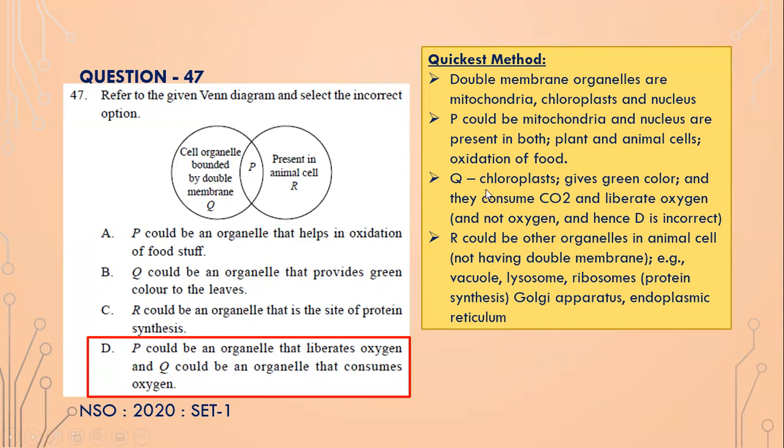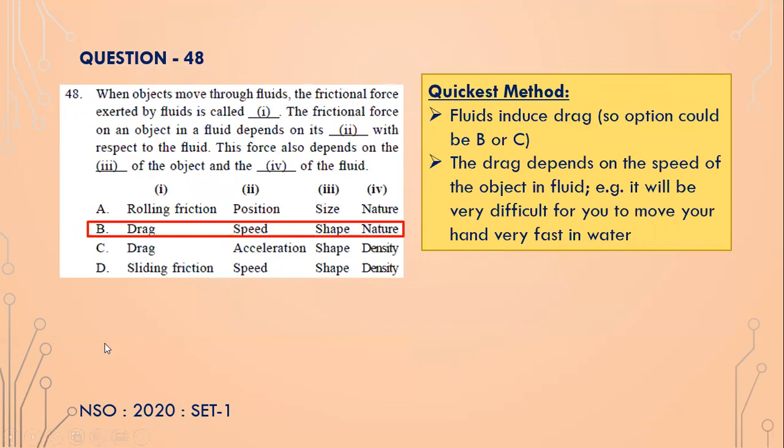So Q, it does not consume oxygen. Q basically consumes carbon dioxide. Q is chloroplast. Chloroplast is a double membrane organelle, which is not found in animal cells. So Q is found in plant cells. Chloroplasts do not consume oxygen. They consume carbon dioxide and they liberate oxygen. So option D is the incorrect option.